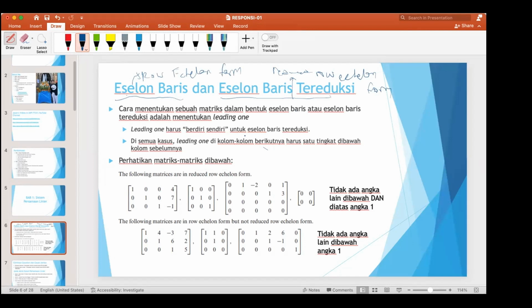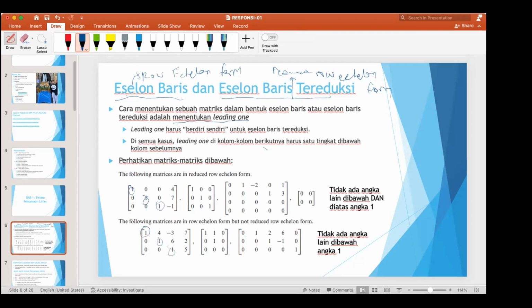So basically, to determine whether a matrix is in its row echelon form or reduced row echelon form would be to determine the leading one. Now, what is the leading one? The values here. These are called leading ones.